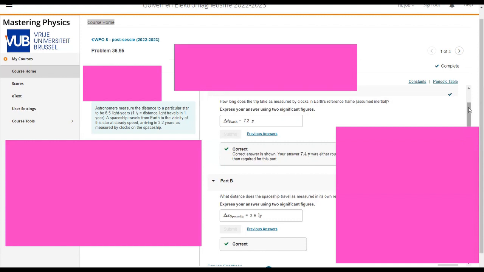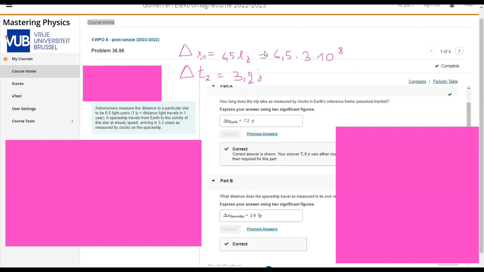Exercise one right now. First step, what you have to do is know what the distance is and what the time is. So the first distance is 6.5 light years, 1 light year, just that. I will show you better with this one.